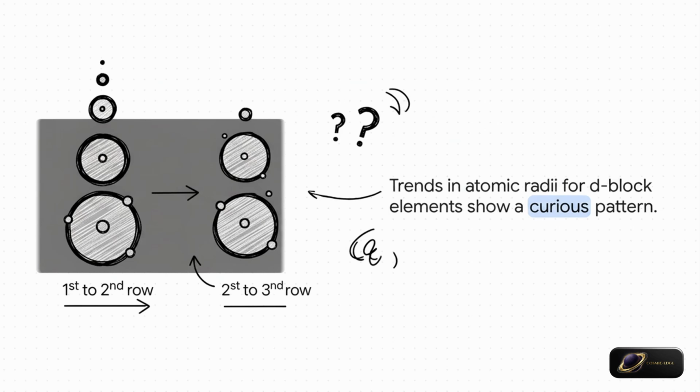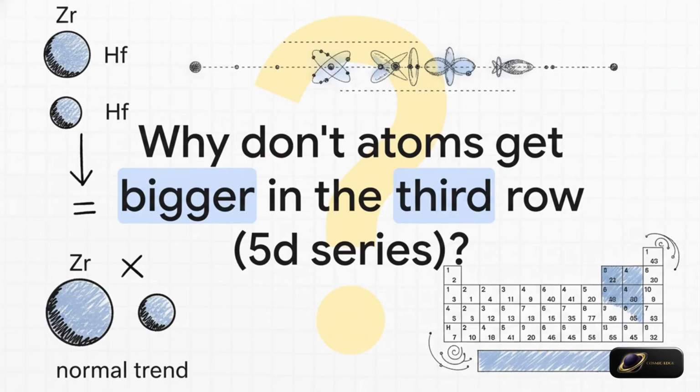But then something strange happens. The atoms in the third row are almost the exact same size as the ones right above them in the second row. I mean, they're practically identical. This breaks the pattern completely.